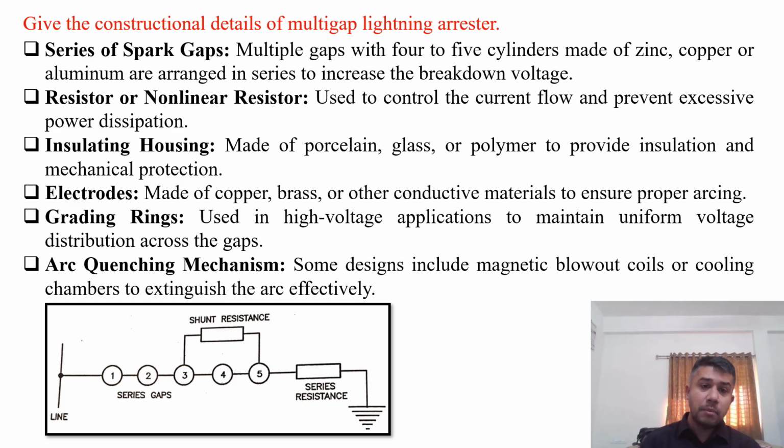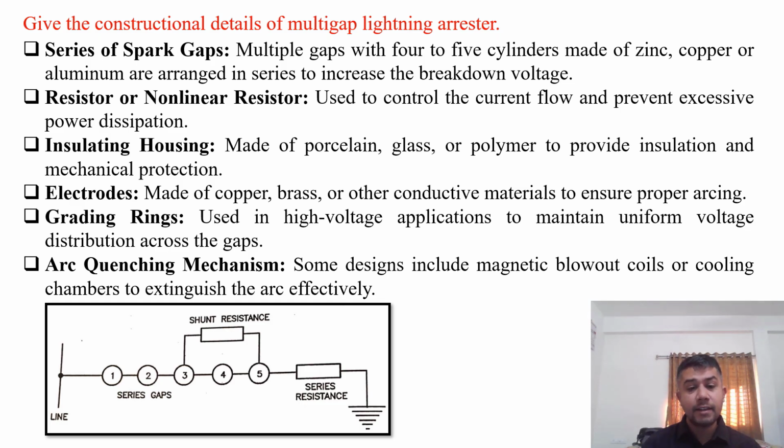Insulating housing, made up of porcelain, glass or polymer, to provide insulation and mechanical protection. Electrodes. These electrodes are made up of copper, brass or other conductive materials to ensure proper arcing. Grading rings, used in high voltage applications to maintain uniform voltage distribution across the gaps. Arc quenching mechanism. Some designs include a magnetic blowout coil or cooling chambers to extinguish the arc effectively.